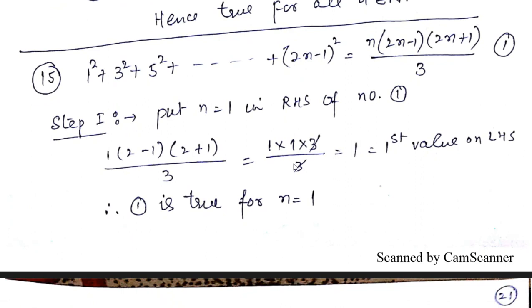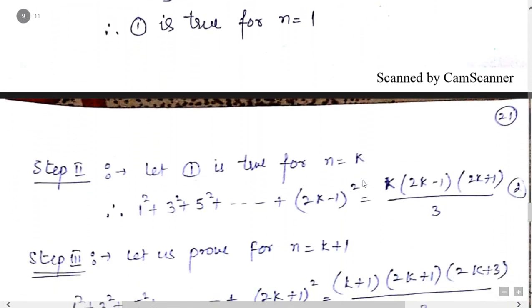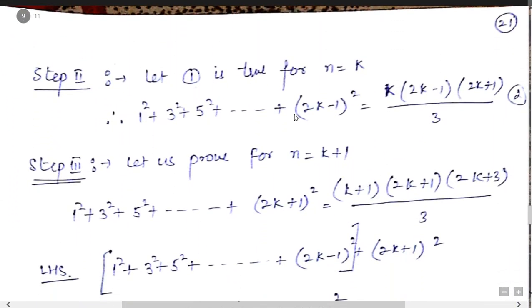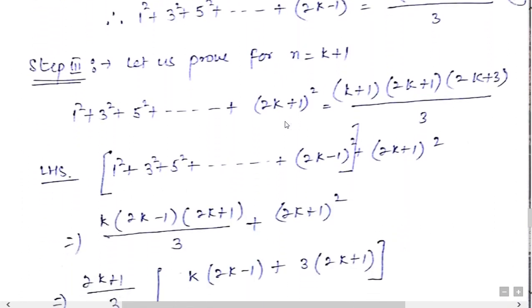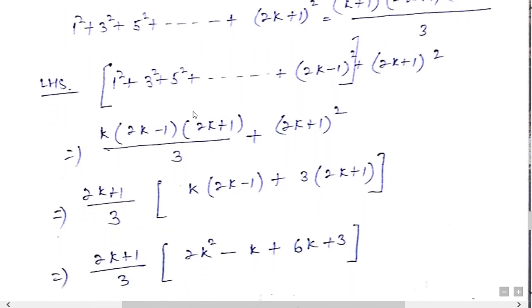Question number 15, it's again the same. Insert n is equal to 1. It's 1, 2 minus 1, 2 plus 1. It's 1 into 3 divided by 3. It's 1, means it's equivalent to first value on the left hand side. Then write n is equal to k. Then try for k plus 1 and write the second last term. Then insert the value of the series from step number 2.